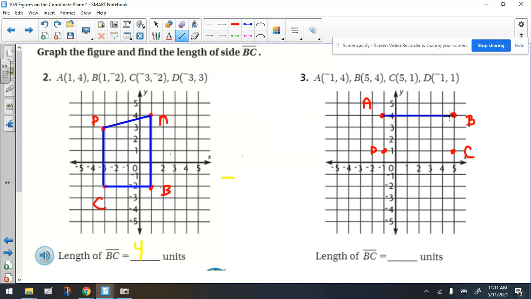If we connect all of our points, and now we have to get the length of one of the sides. BC is the line that we're looking for the length of, so that's this line right here. And if we count, this is 1 unit that I just traced in yellow. So 1, 2, 3 units is the length of that line.